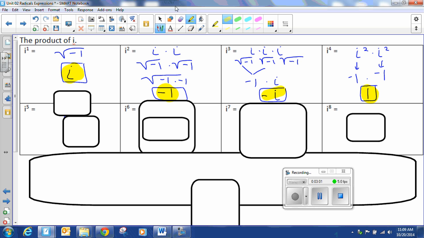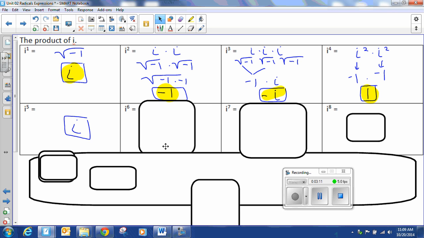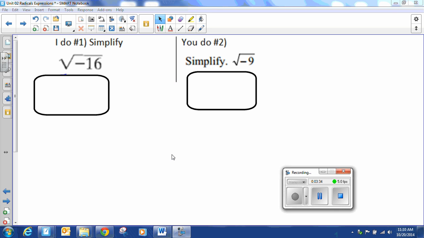So ladies and gentlemen, this pattern, i, -1, -i, 1, is repeated every cycle of 4 powers. So i to the 5th, 6th, 7th, and 8th powers have the same result as i to the 1st, 2nd, 3rd, and 4th powers: i, -1, -i, 1. i to the 9th, 10th, 11th, and 12th, same result. Let's look at some examples here.